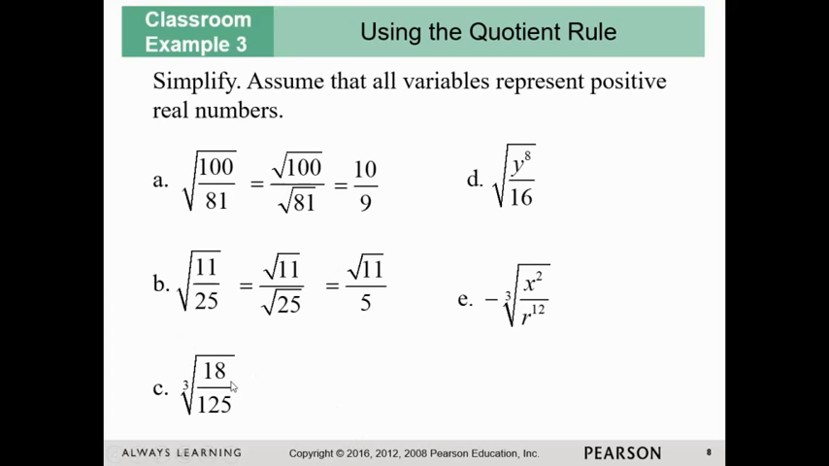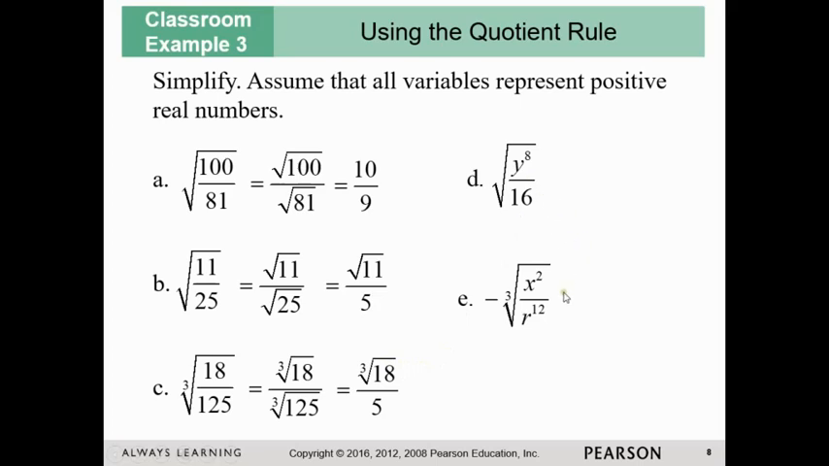So now in C, notice we have an index of 3 here. So we're taking the cube root of the numerator and the cube root of the denominator. So the cube root of 125 is 5, but we can't break the cube root of 18 down. That would become a decimal, an irrational number. So we leave it in that form. So get used to sometimes leaving these radical expressions in their form if they can't be broken down nice and neatly. We'll talk about how to break these things down here in a little bit.